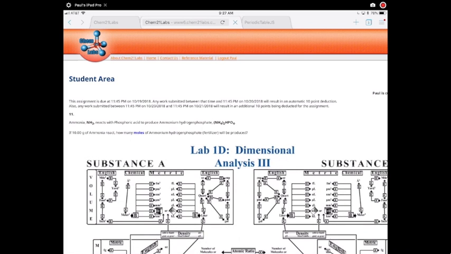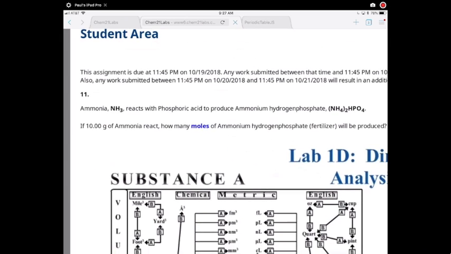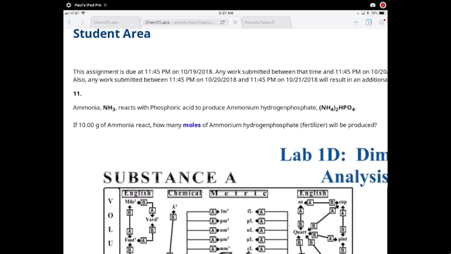This is the biggie. All right, what in the world are we going to do? Ammonia reacts with phosphoric acid to produce ammonium hydrogen phosphate. All right, that was the biggie thing at the top there. Boom. All right. If 10 grams of ammonia reacts, how many moles of ammonium phosphate fertilizer will be produced? Okay. Other than crying in the corner, what do we do? What would be the first step that we need to do to solve this problem?